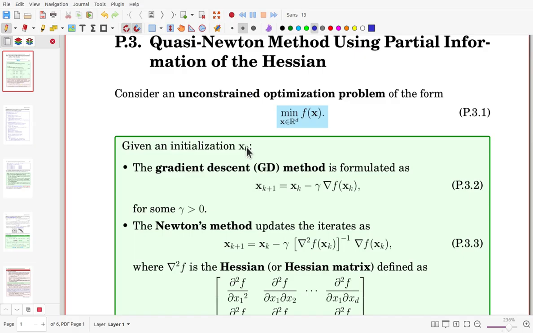The gradient descent method is formulated as in this equation. From the old iterate, the negative gradient scaled by a parameter gamma will be added to get a new iterate. For this method, you have to choose this parameter gamma very carefully. If it is large, then the algorithm may be oscillatory or diverge. If it is too small, then the convergence will be very slow.